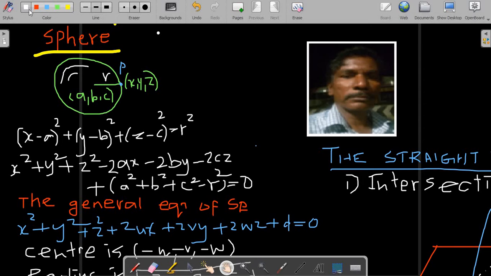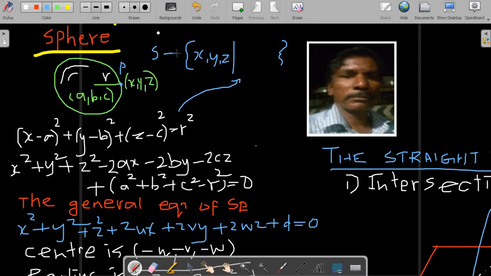What you have to understand is that the set of all the points x comma y comma z, such that they satisfy this particular condition, where a, b, c and r are constants, that set of all the points will give you this sphere.